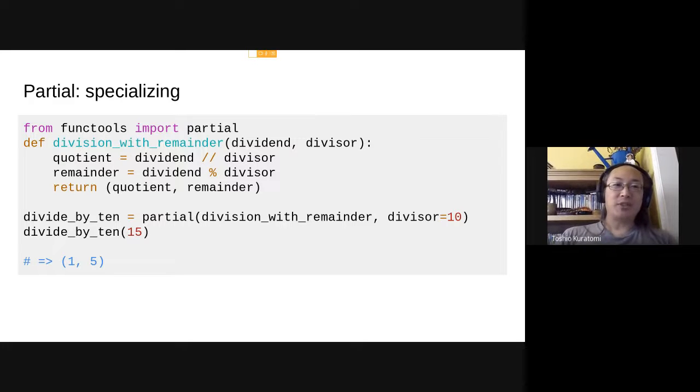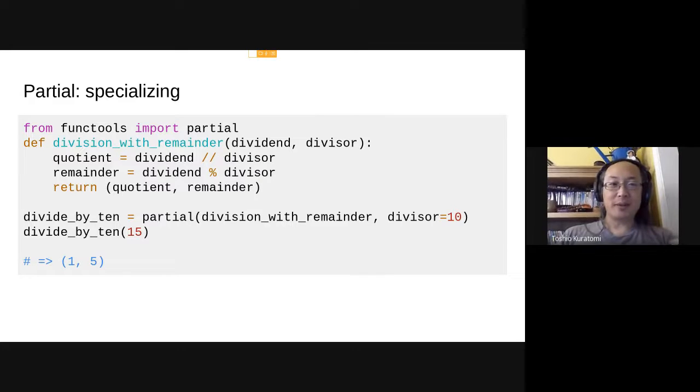So I can use partial to specialize the function. Instead of having a division with remainder that can take any divisor, I'm going to name a variable divide by 10. And I'm going to use partial to specialize this function to only do division by 10. The way I do it, I pass it the function name, division with remainder, and then I pass it as a keyword argument to partial the parameter name of the division with remainder function, along with the value that I'm setting it to.